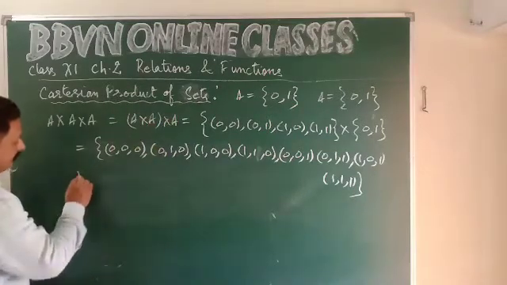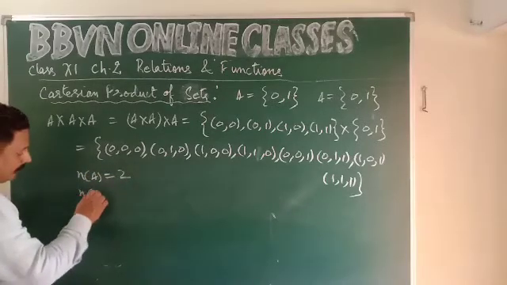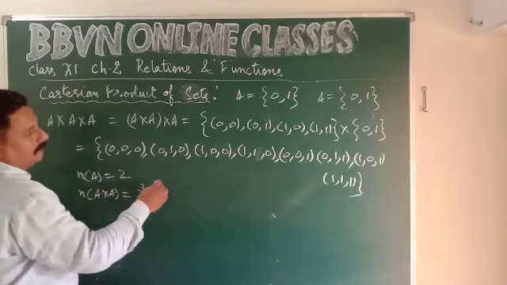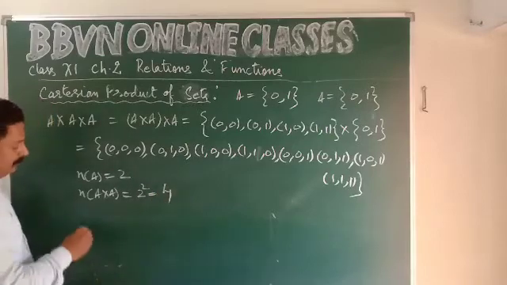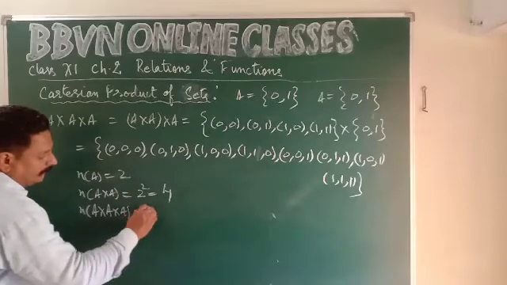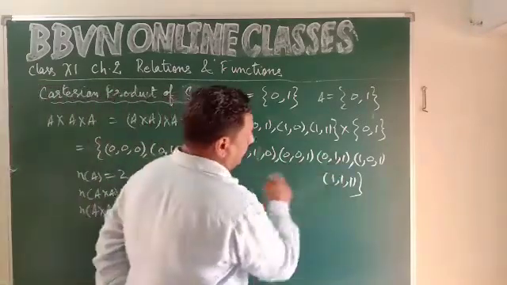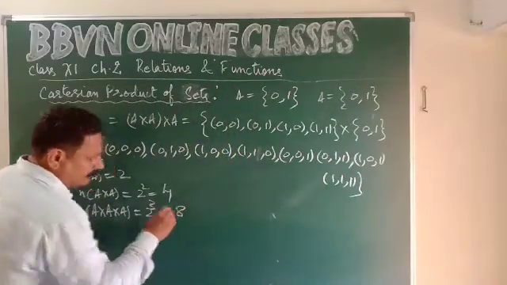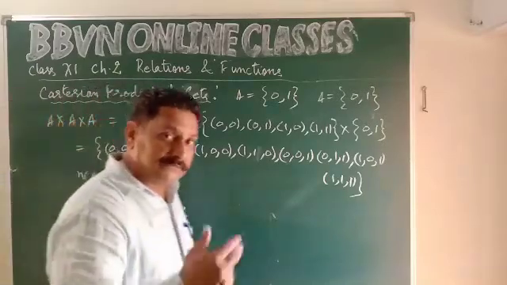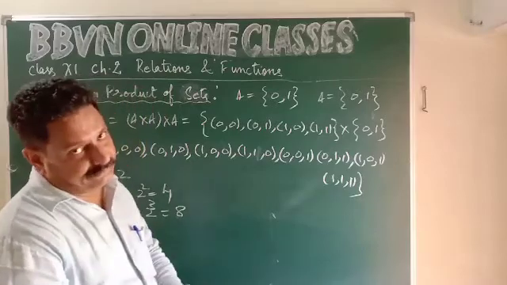Okay. How many elements are there in A? 2 elements. n of A is 2. So how many are there in A cross A? 2 square. You have 4 elements. How many elements are there in A cross A cross A? It has to be 2 cube. Let's see: 1, 2, 3, 4, 5, 6, 7, 8. Clear? So you can have the Cartesian product of 3 sets also. In your syllabus, you have Cartesian products of 2 sets and 3 sets.